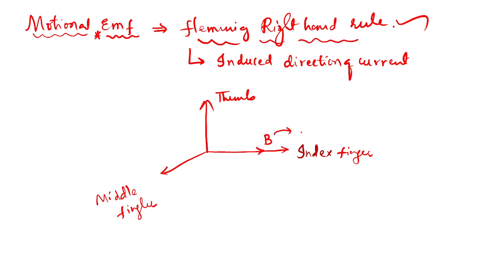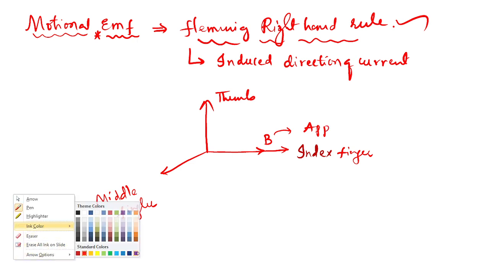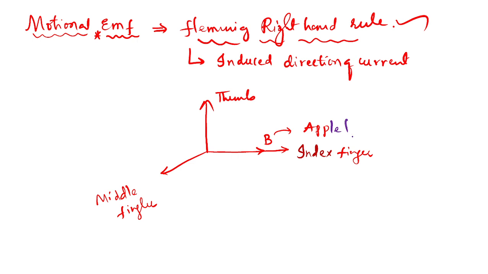What is this magnetic field? It is the applied one. It is an applied magnetic field. Right, along with me? Whereas this middle finger indicates a current. What is this current? Induced current. What is the meaning of induced? Which is generated current. Yes or no? So I can say it is an induced current.